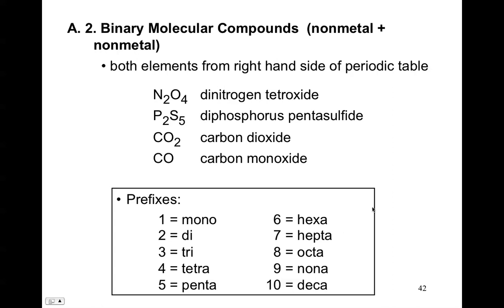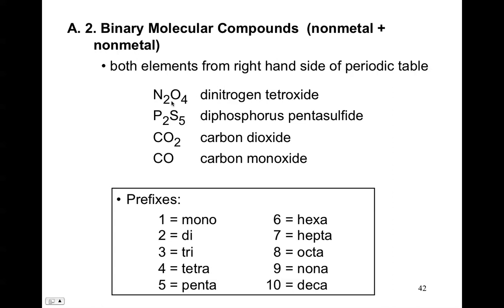Now, a couple of caveats when you're doing the naming. The first element, if it has more than one of that first element, then you need to use a prefix. But if there's only one, there's no need to use mono. We only use mono to count second, third, fourth, fifth elements, etc. So, for example, we would name this carbon monoxide. No need to call it monocarbon monoxide. The second one, we call it carbon dioxide.